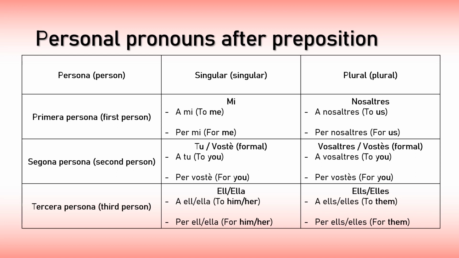Instead of saying them, which in English doesn't depend on the gender, you always say them. For third person plural in Catalan, you have to separate. You have to distinguish which is the gender. So if it's a masculine group, you say ells. If it's feminine, you say elles.